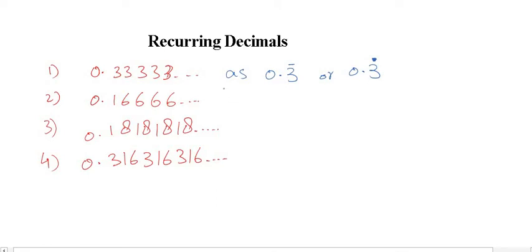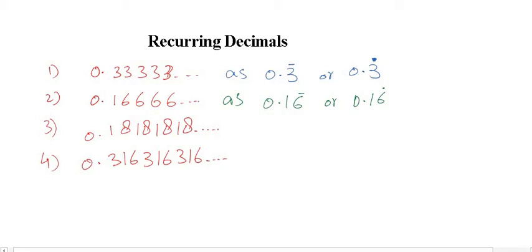And this number we can write as 0.1 and what number is repeating? 6. So we can put the bar on 6, not 1, because 1 is only one time. So what number is recurring? That is 6. So that's why we put the bar on it. Or we can say 0.1 with a dot on 6, so 6 is repeating.